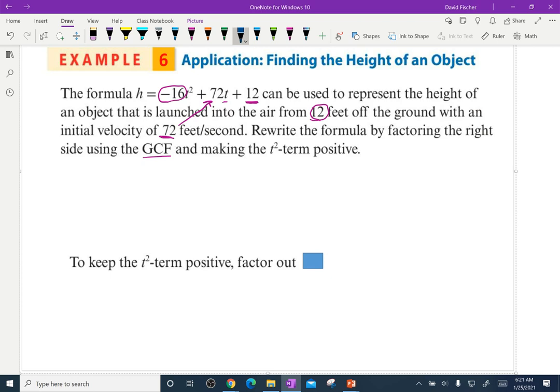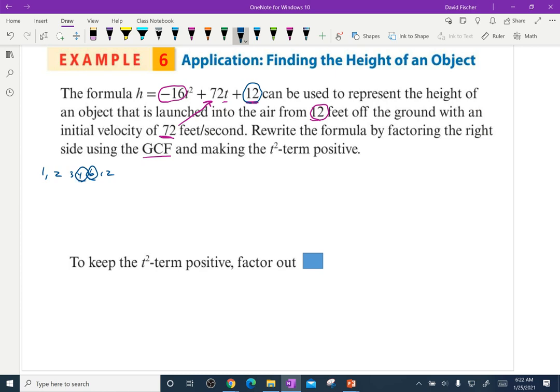So let's figure out what number can go into 16, 72, and 12. I start with 12 because that's my smallest number of the 3. I know 12 can't go into 16. Who cares about 72? If it can't go into 16, 12's not it. So if I list my factors of 12: 2, 6, 3, and 4. Does 6 go into 16? 6 doesn't go into 16. I can do that in my head. So I don't even care about 72.